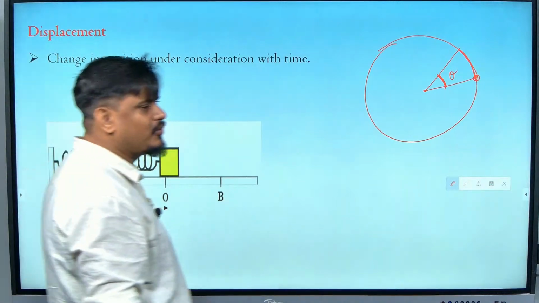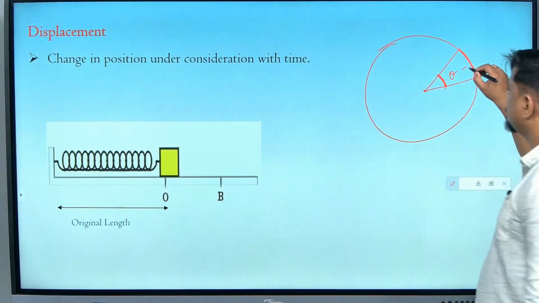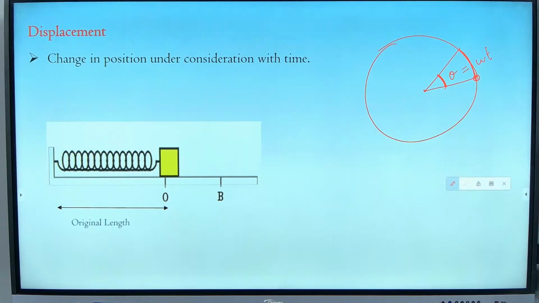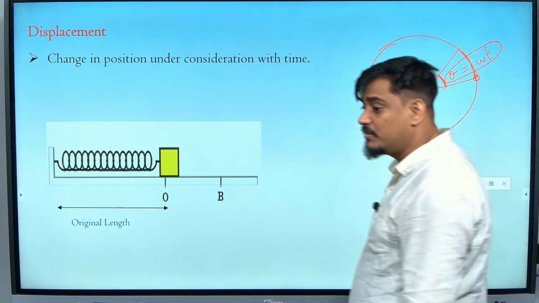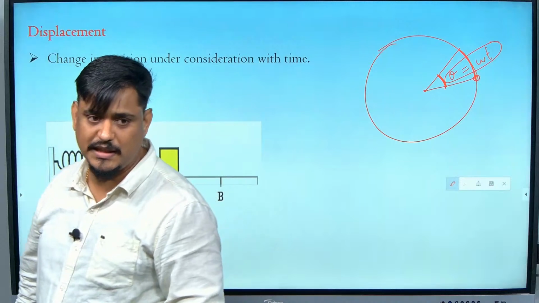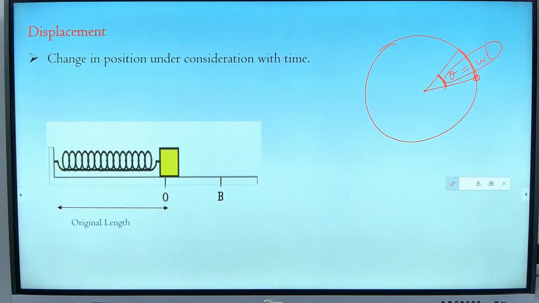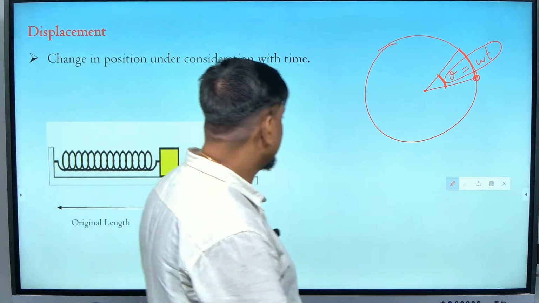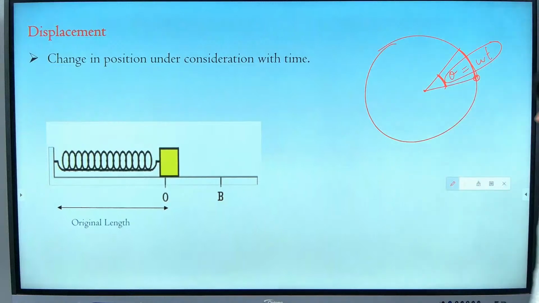And theta will become equal to how much? Can I say theta is equal to omega t? Obviously, angular velocity multiplied by time will give you angular displacement. Again, a much used relation, theta is equal to omega t will be used in many places today in the chapter. Remember this, theta is equal to omega t. Angular displacement is equal to angular velocity into time. Very simple, isn't it? I hope you are understanding.